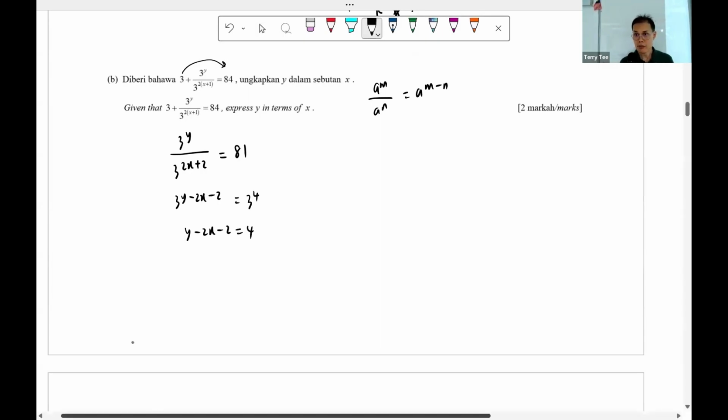We're finding y in terms of x. So we'll throw everything to the right. Your y will be 2x plus 4 plus 2, which is 6. So y is now 2x plus 6.